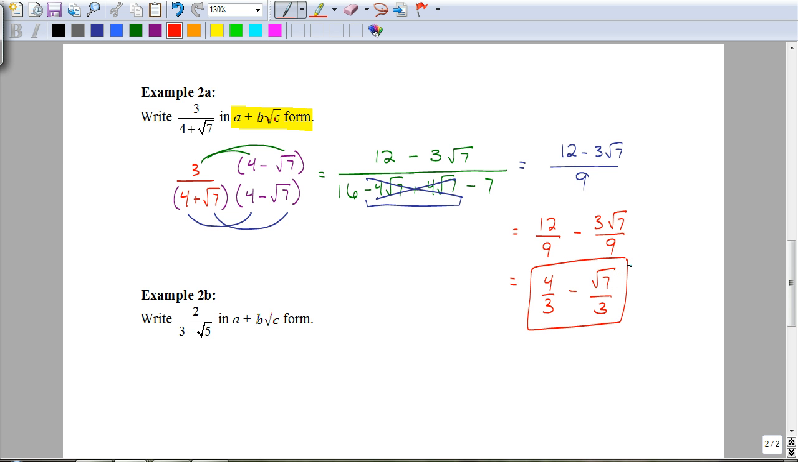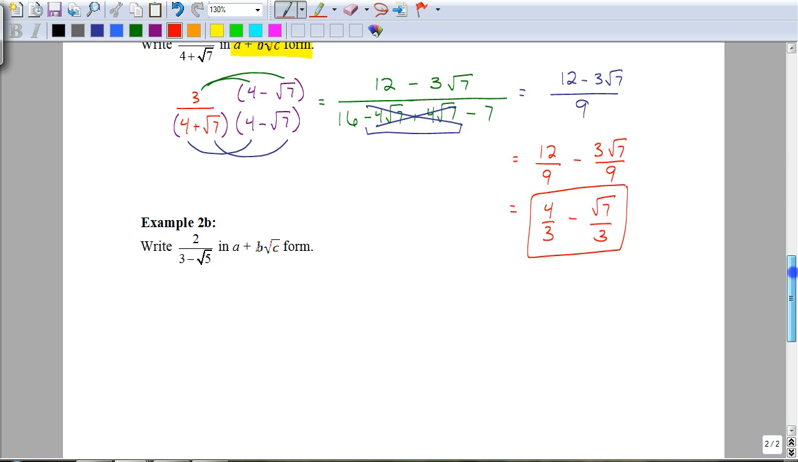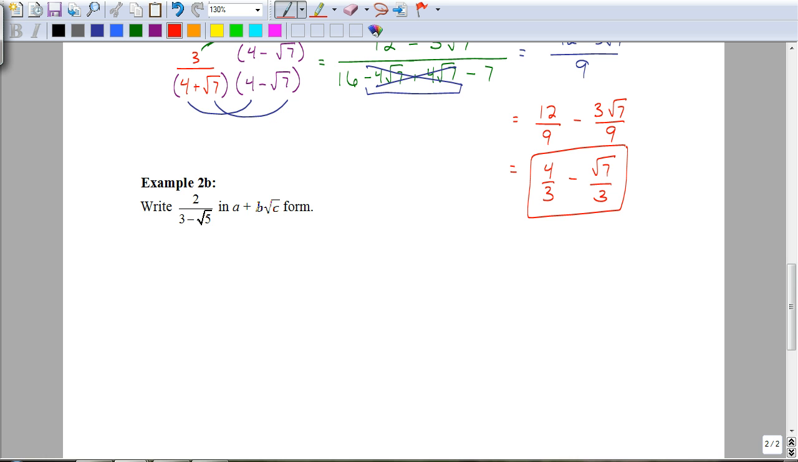So why don't you guys pause the video and try this next example on your own, and then hit play when you're ready to go. Okay, so let's see how you did. So again, we should take this fraction, multiply the top and bottom by the conjugate, which would be 3 plus the square root of 5.